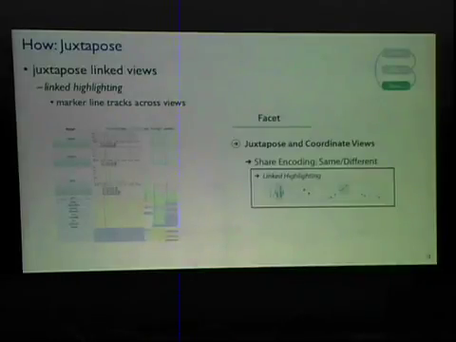And so in this system in particular, whenever you're moving the mouse in one of these little cells, you see a marker line tracking your exact location, so you can do high precision comparisons in the other views. And there's a lot of different ways of linked highlighting, some of which I'll talk about a bit later.